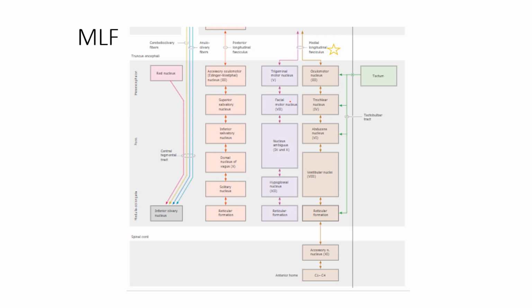The pathway crosses at multiple levels, so it coordinates more than just eye movements. It's its main thing that we focus on, but it's coordinating a lot of things here. So when we see deficits at the MLF or demyelination due to MS, things like that, we're going to see a myriad of issues.